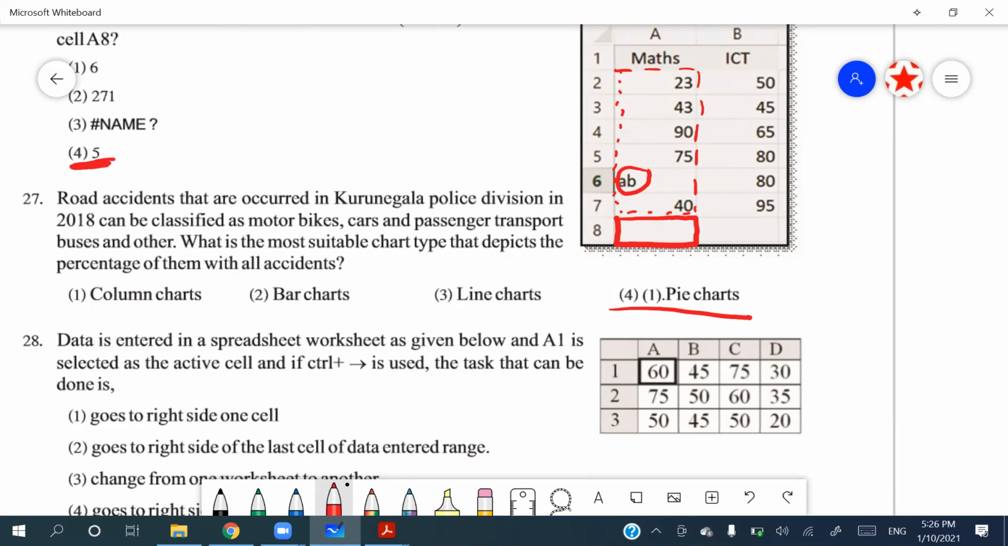The best way to show the marks of a few students for a few subjects is the bar chart and the column chart, right? But this is just the accident. All the accidents are the 100%, and we have to see how many car accidents, how many bike accidents, how many passenger transport bus accidents, and what are the others. So the pie chart is the best one.